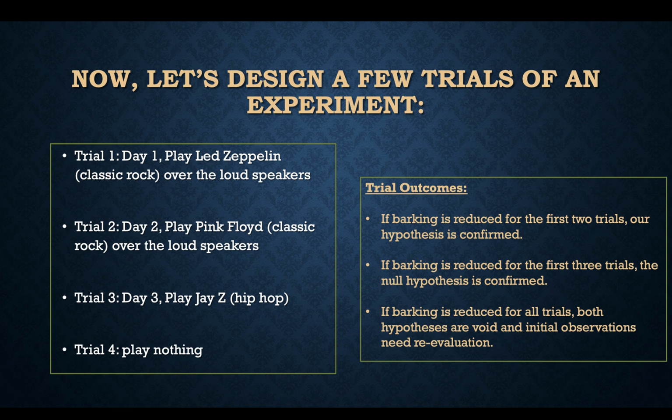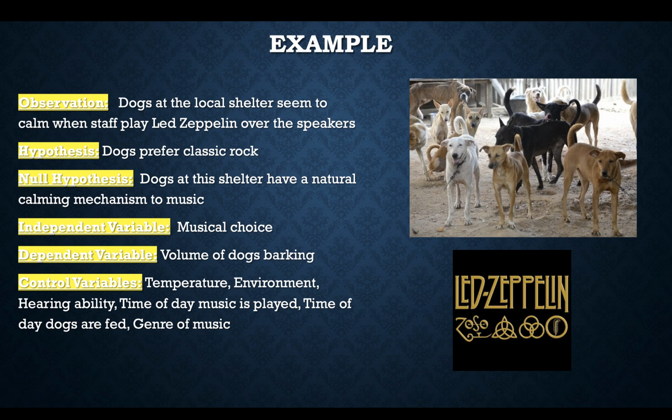And then probably the most important, which is the trial that you usually should do first, is you do nothing. You need a baseline measurement. You need to know how loud the dogs are barking under normal circumstances because you need something to compare the change with. So in your lab, make sure that when you list all of your variables, you're thinking about potential trials. So if we look at our outcomes, if barking is reduced for the first 2 trials, then our hypothesis is confirmed. Remember, our hypothesis was that dogs prefer classic rock.